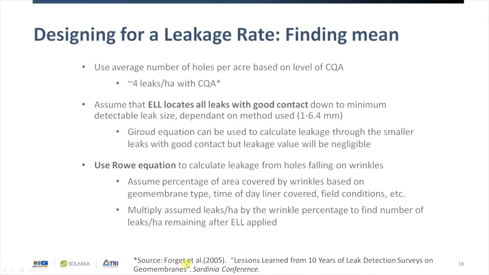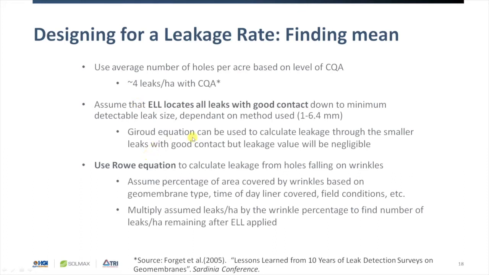One source is down here at the bottom of this slide. It's a pretty old reference there. So older statistics tend to have many more leaks per acre than modern installations. So you have a leak rate, number of leaks per acre or per hectare. And then you need to assume that when you apply the electrical leak location, it's going to locate all the leaks that have good contact. So of those, in this example, 4 leaks per hectare, it's going to locate most of those because most of the lining system is going to have good contact. But a couple will remain somewhere where you don't have good contact.